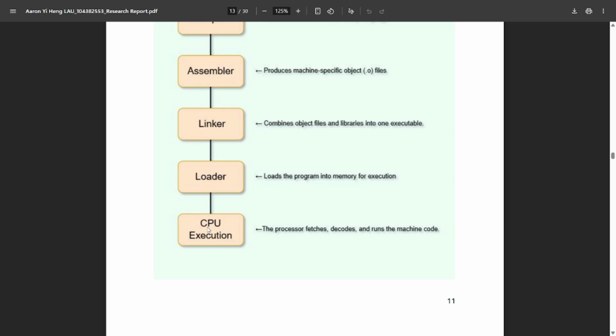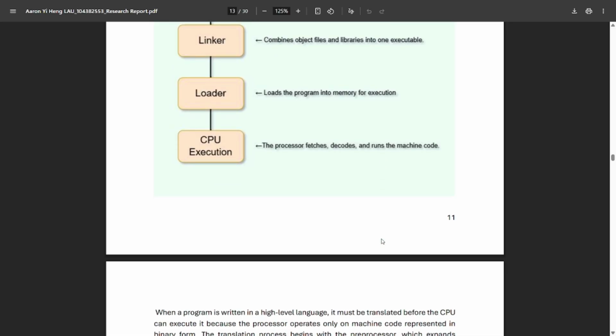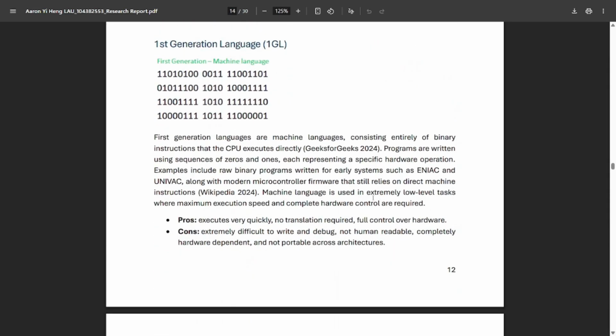Finally, the program enters CPU execution, where the processor performs its fetch, decode, execute cycle. The CPU fetches each instruction from memory, decodes what operation is present, and executes it using registers, the ALU, and other internal components. For interpreted languages, the process is a bit different.